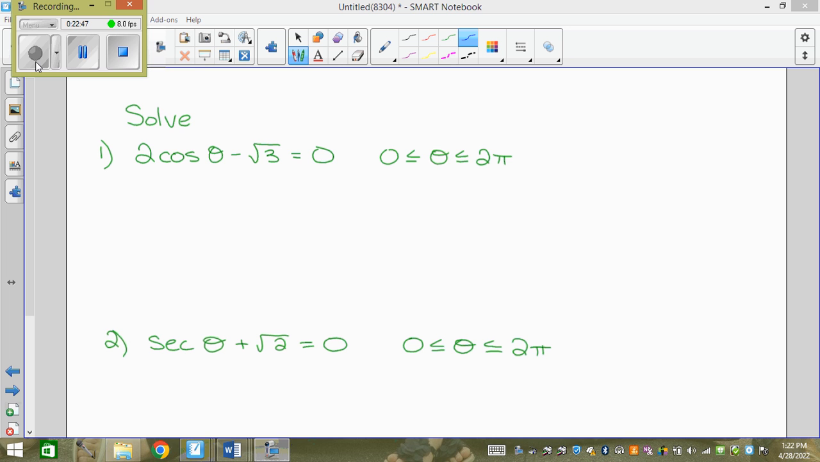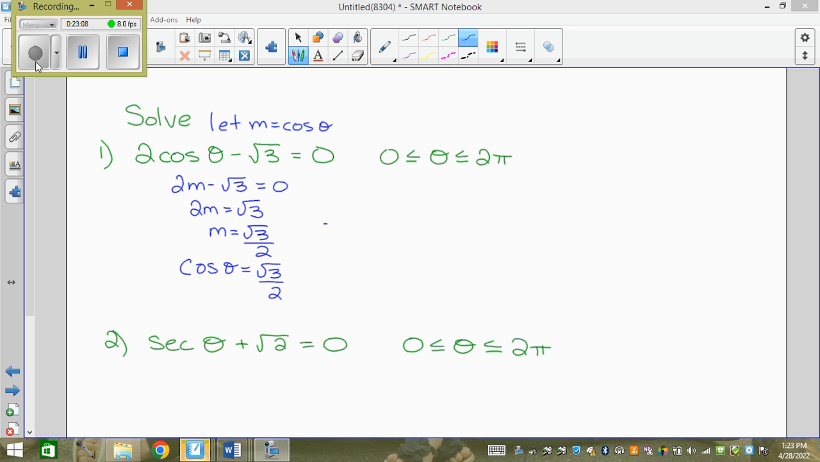So we go let m equal cos theta. 2m minus root 3 equals 0. 2m equals root 3. M equals root 3 over 2. So cos theta equals root 3 over 2, which is on the unit circle. Cos is positive root 3 over 2 here and here. So at 30 and 330, but it's in radians, so pi over 6 and 11 pi over 6. We agree? Okay.